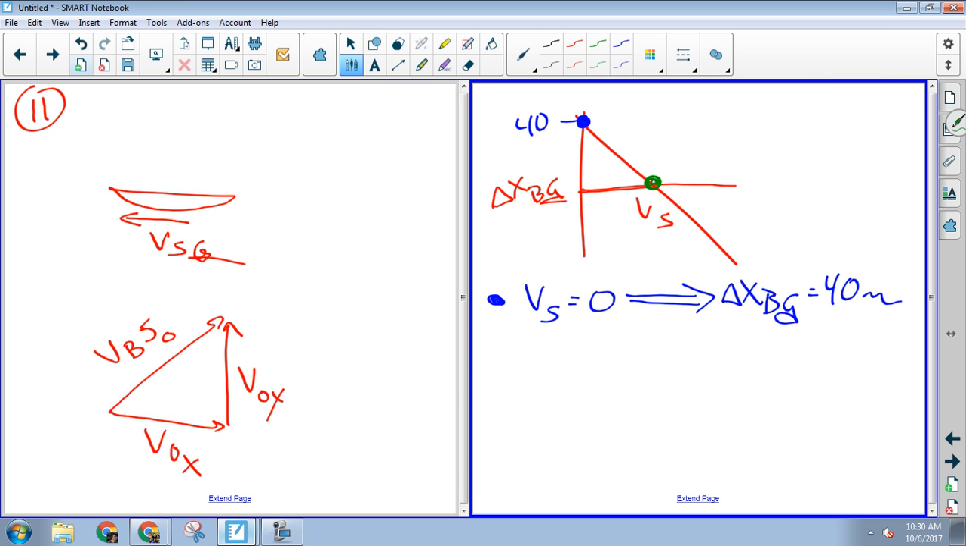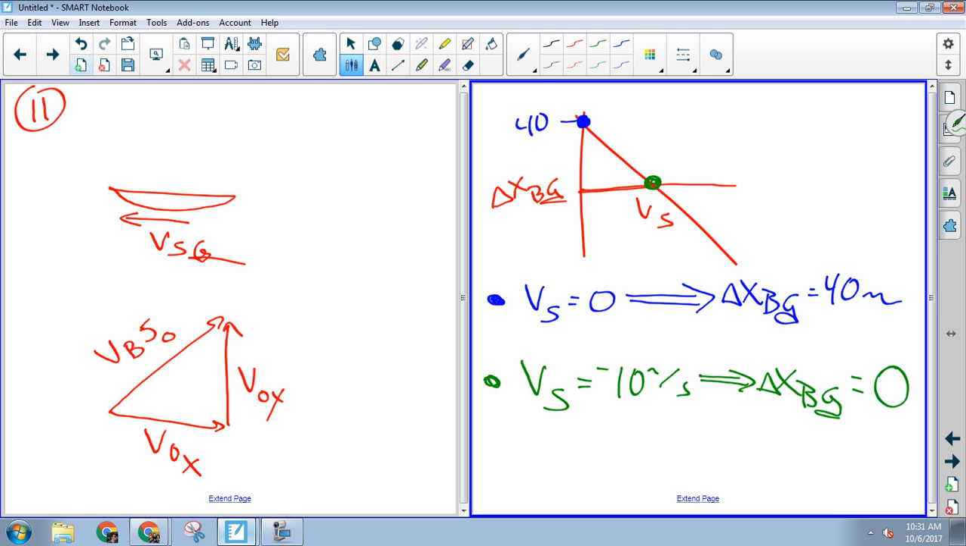All right. Now, let's take a look at this point. What this point tells me is this. That point is telling me that if the velocity of the sled is 10 meters a second, negative, I guess, right, because it's going to the left, then the displacement of the ball relative to the ground is zero.